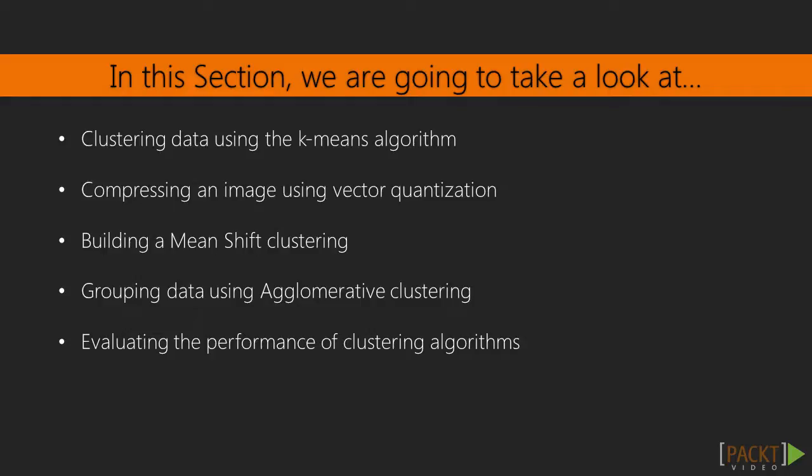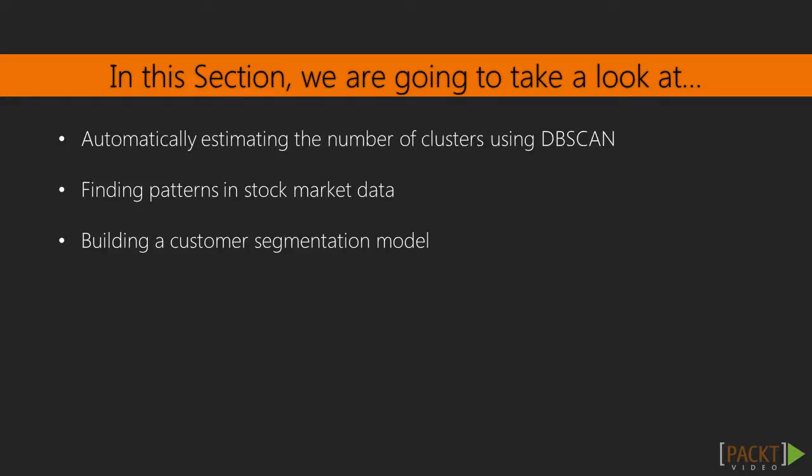We'll move on to compress an image using vector quantization, and we'll build a mean shift clustering model. Next we will evaluate the performance of clustering algorithms and estimate the number of clusters using the DBSCAN algorithm. We'll also learn how to apply these algorithms to stock market data and customer segmentation.